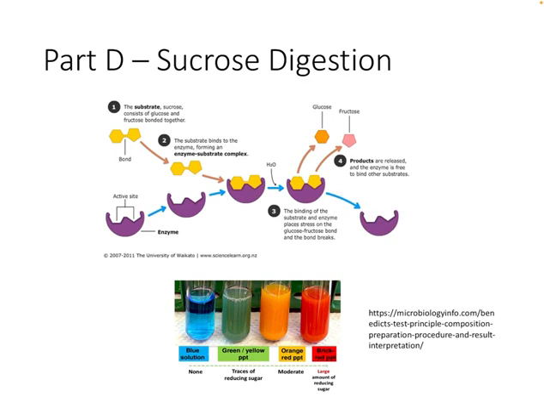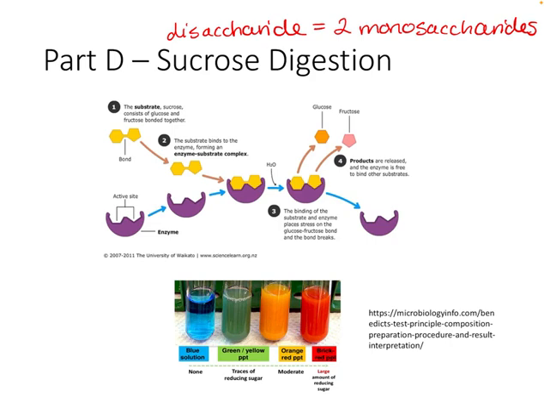And then in part D, we're going to look at how an enzyme can break apart sucrose. So sucrose, remember, is a disaccharide. So that means it's composed of two monosaccharides that are linked together. And those two monosaccharides are glucose and fructose.